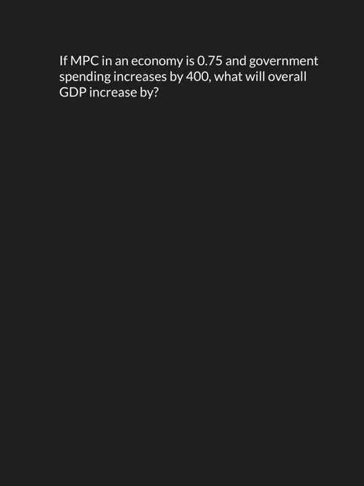Our next short video is going to be applying that multiplier that we just talked about. So if you're given the question of MPC being 0.75 and then government spending increases by 400, what will the overall GDP increase by? So our question is, our change in GDP is equal to what?